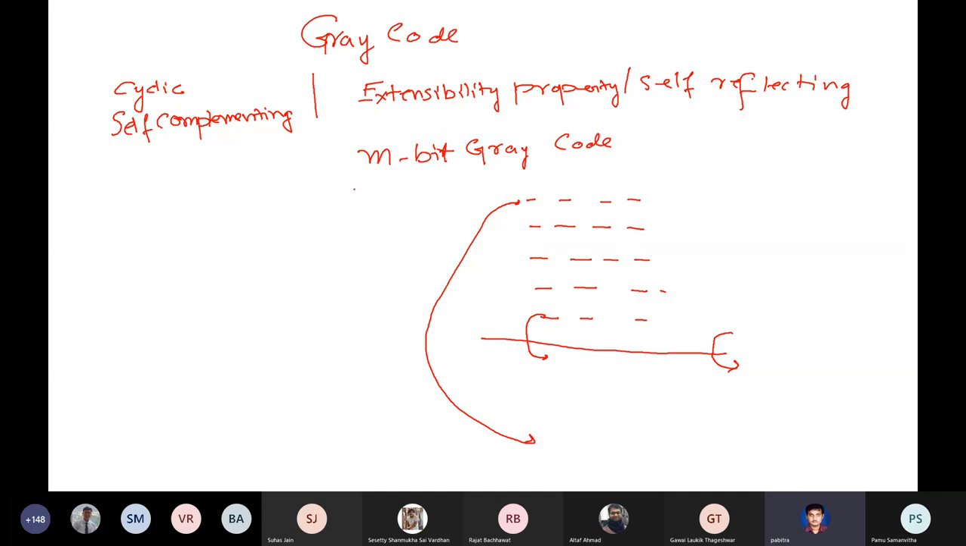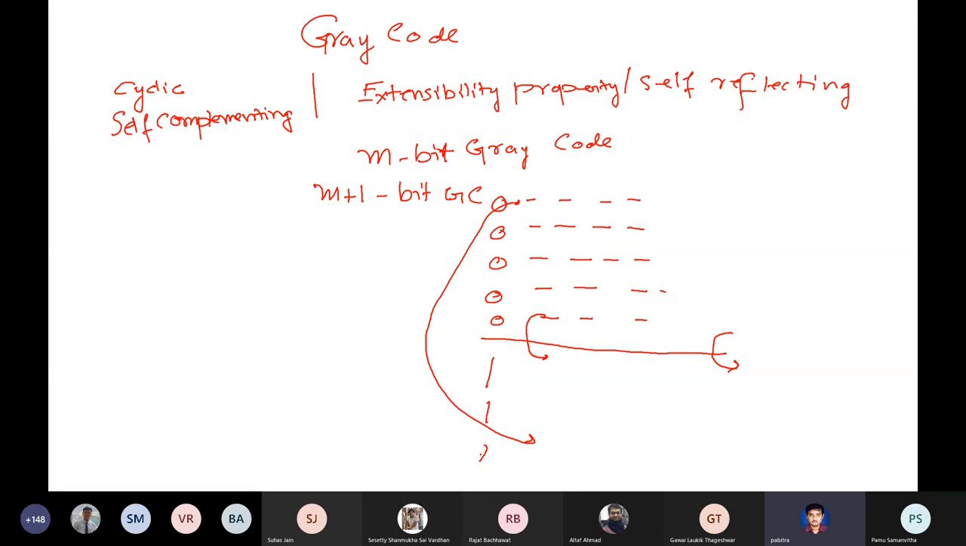Then to extend the m-bit gray code to an m+1 bit gray code, all I do in this mirror reflection, I append a 0 to the first set of 9 gray codes and 1 to the reflected set of 9 gray codes. Okay, so now we get the m+1 bit gray code for these numbers. It's not just from 0 to 9, it can be others also. You can extend it.